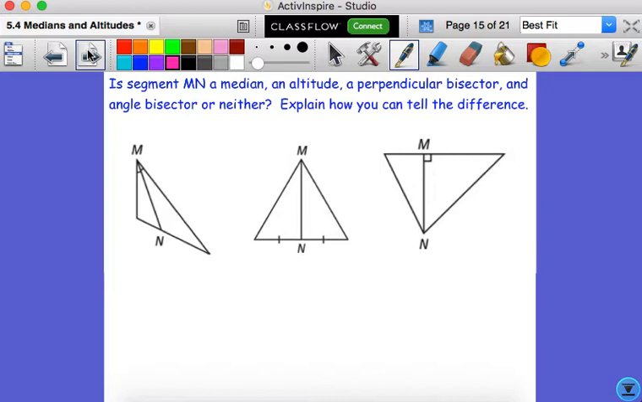So this last little bit here says, is MN a median, an altitude, a perpendicular bisector, or an angle bisector, or none of the above? Looking at this first one, we've got a vertex that's being cut in half. So this is going to be an angle bisector. For this one, we've got a vertex connected to a midpoint. So that's a median. And last but not least, we have a vertex connected to the opposite side in a perpendicular manner. So that is an altitude. It's not a perpendicular bisector because I don't know that these two parts are equal.